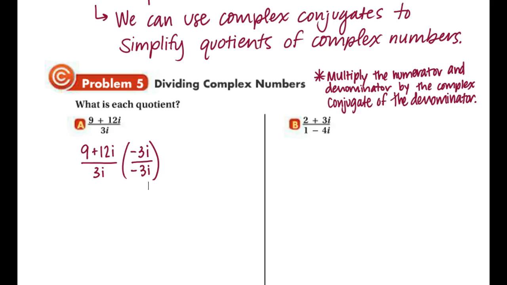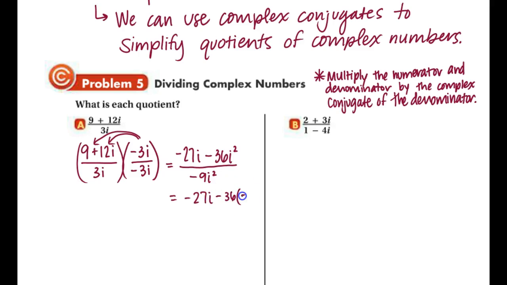When we do that, we're going to distribute the -3i to both terms on the top. We get -27i minus 36i squared. In the bottom, we get -9i squared. From there, we can substitute -1 wherever we see i squared. So I'm going to keep the -27i and then minus 36 times -1. And in the bottom, we have -9 times -1. So you can see that the i's are going away.